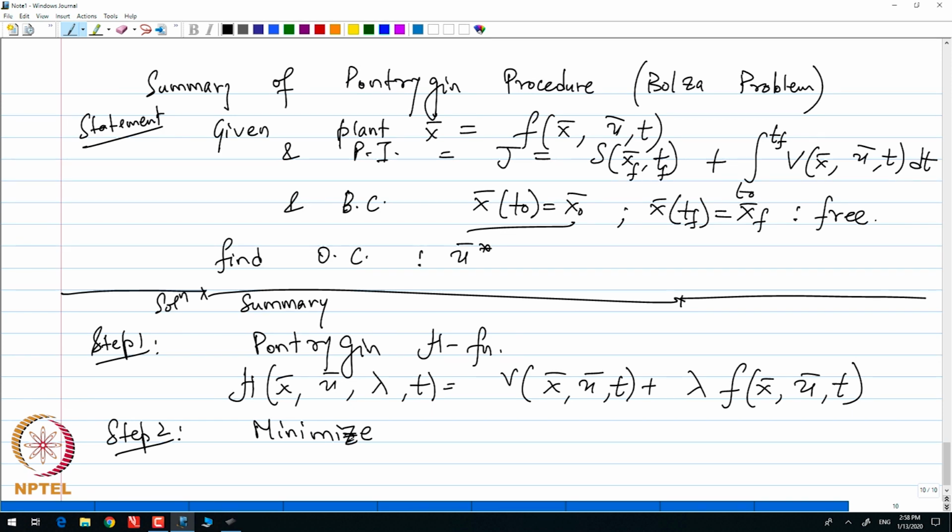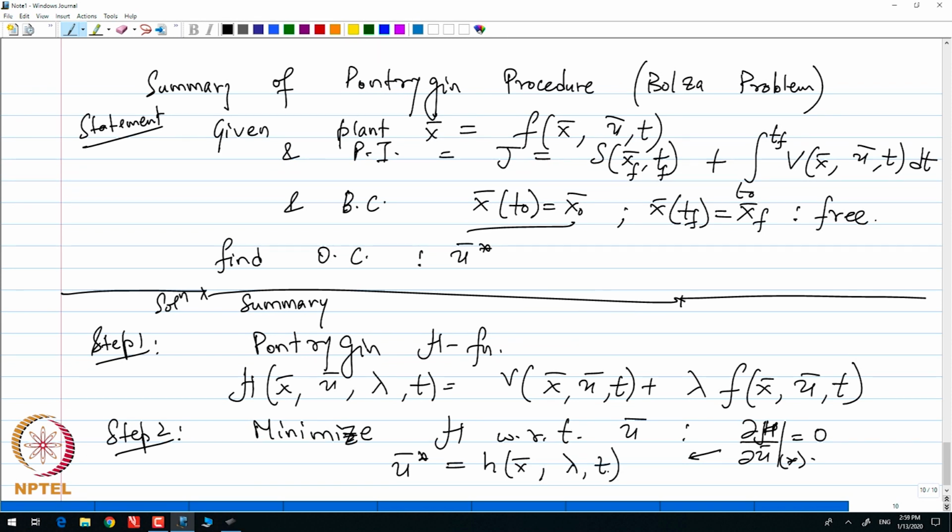We have seen that when functions are convex, our extremum is going to give us a minimum. So, minimize h with respect to u by setting partial h partial u equal to 0, that is the optimal condition. From this condition I am going to get the optimal value of u, which is a function of the other variables, the state variable, lambda and t. And then in step 3, we are going to write down our optimal Hamiltonian by substituting this optimal control variable.